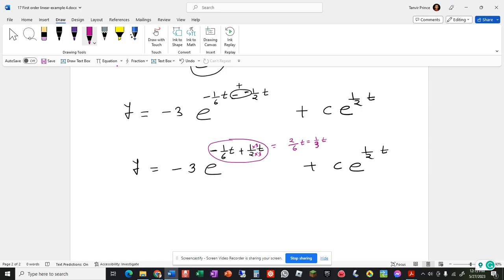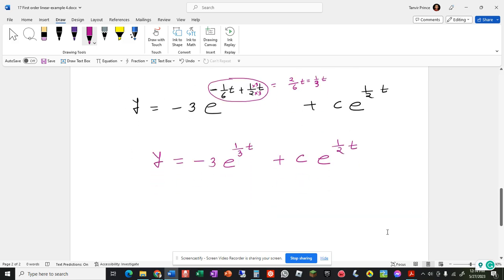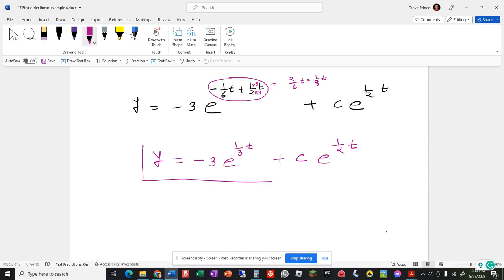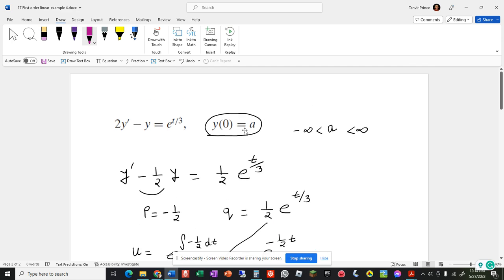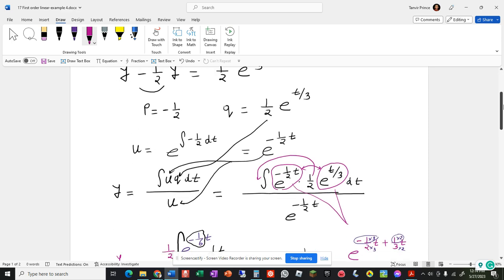Okay. So let's write the final answer here. The general solution is y equal to negative 3 e to the power 1/3 t plus c e to the power 1/2 t. So that's my general solution. Let's substitute the initial condition. So my initial condition is y of 0 equal to a.